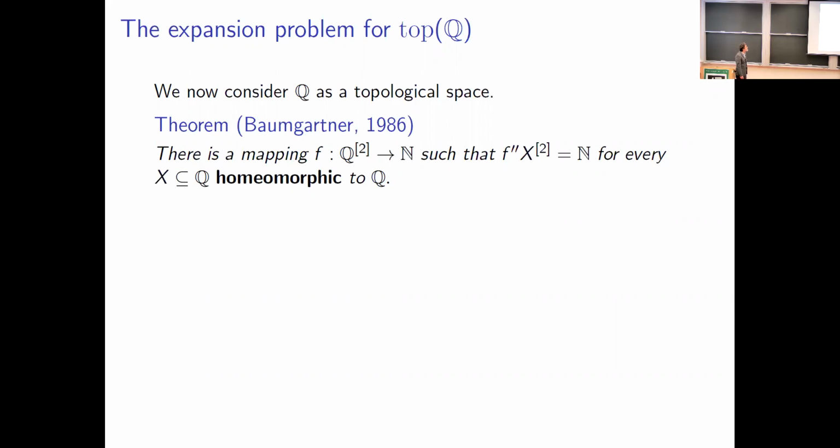Okay, so you now want to look at the expansion problem. What is the expansion problem for topological Q? You look at Q as a topological space. You can either look at the two-element subsets of the Vietoris space with this topology, or you can observe that the usual order of the rationals is continuous. So you can take pairs such that the first one is smaller than the second. So it's a subset of the square.